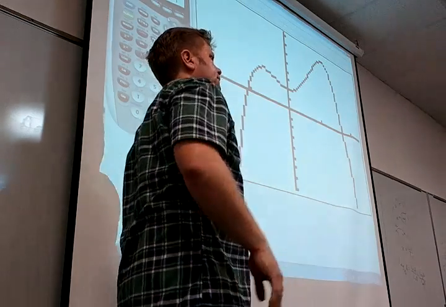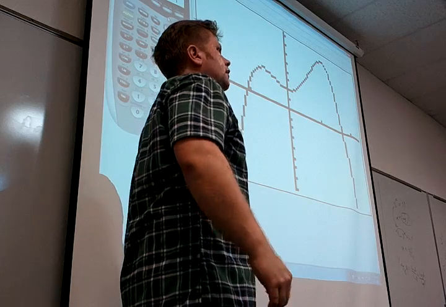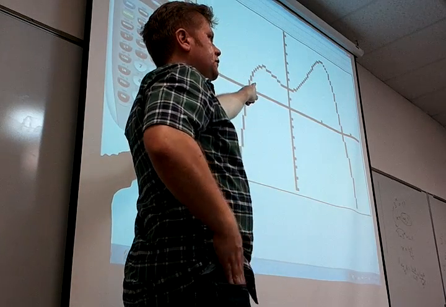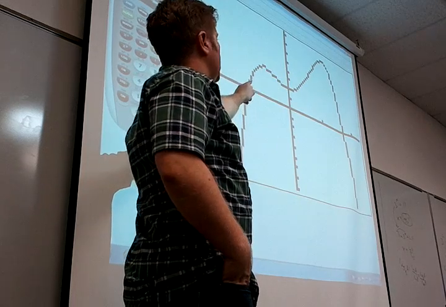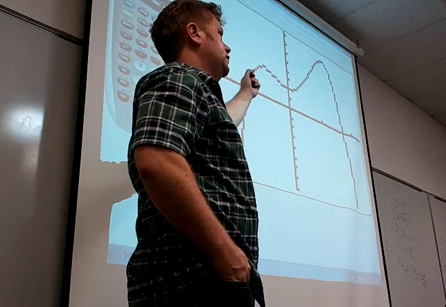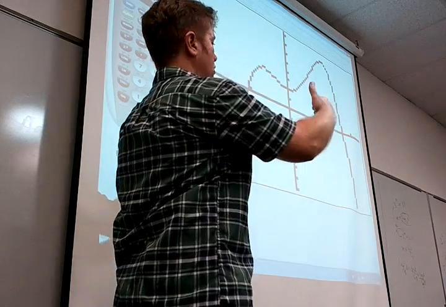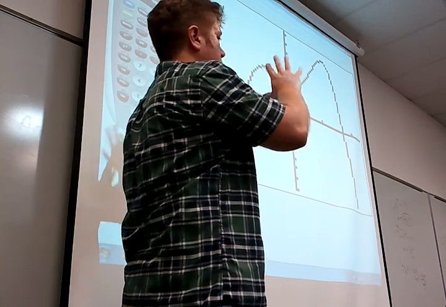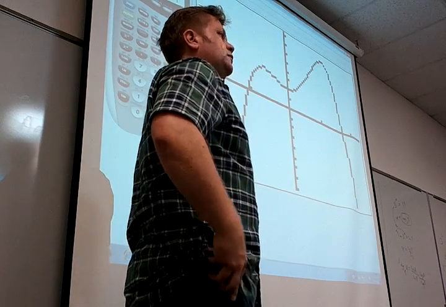So is the minimum always the y-intercept? No, definitely not. That's why I was curious if it was. You can never make that assumption. Here it just happens to be the y-intercept. All I have to do is shift it over a little bit, and it's not anymore, right? So it's kind of cool that I made one where the y-intercept happens to be the minimum. It doesn't have to be.